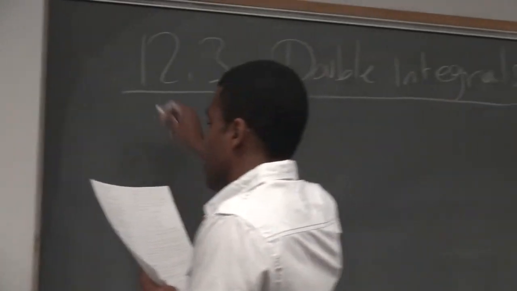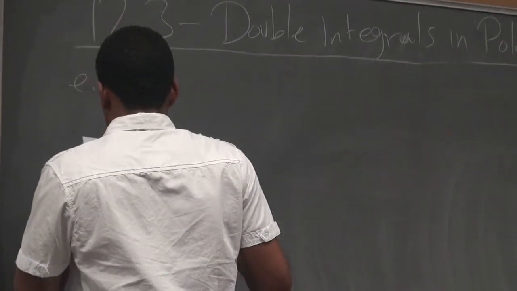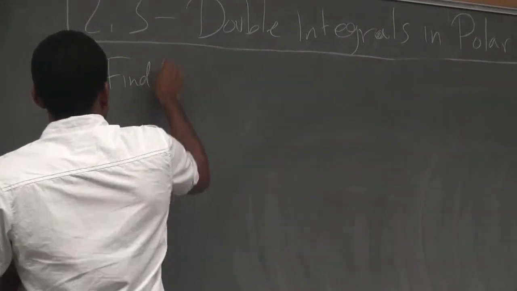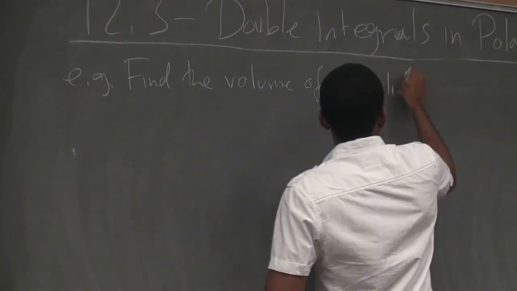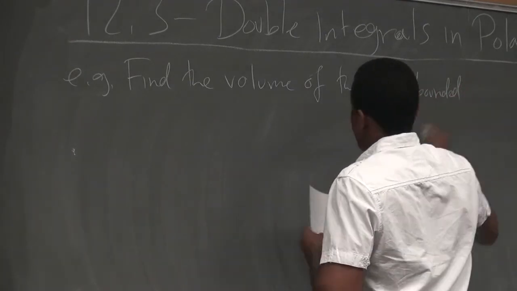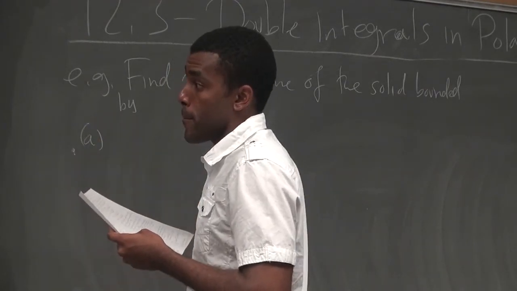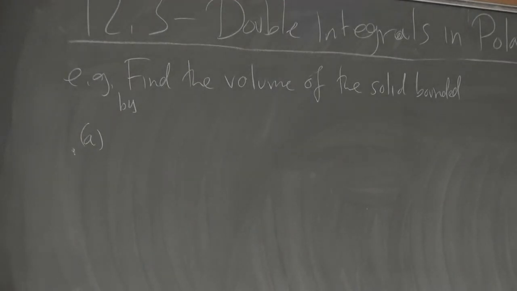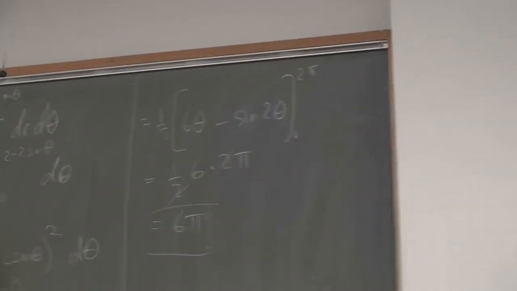Okay, so another example. Yeah? Why do you have a minus before the 70? No, that was a minus. It's still 0 anyway, so the answer doesn't change.